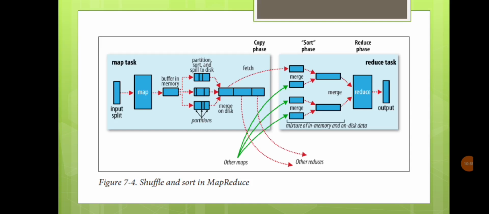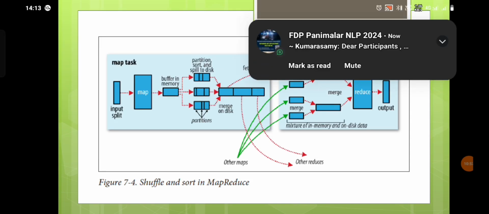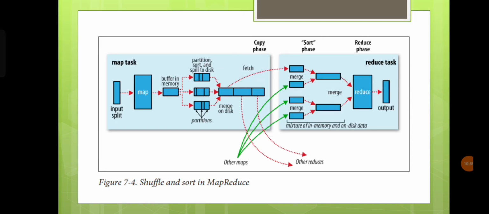Then the second part is the reducing phase. Then we merge all the data from the mapping tasks and send it to the reducing phase. And finally, we get the output as MapReduce data as we want.